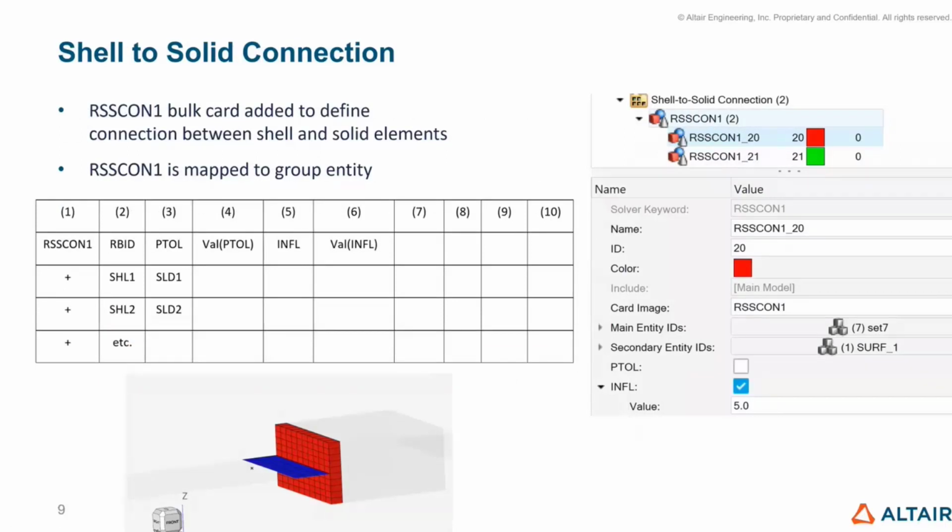And one other important enhancement is the shell to solid connection. So RSSCON is the NASTRAN way of defining the shell to solid connection, but again, this card has multiple limitations. So the new card is the RSSCON1. This is a bulk card where you could define the shell edge and the solid face. And this is how the card definition looks like. And this is supported via entity editor. And we also have the review capability to review the shell to solid connection here.